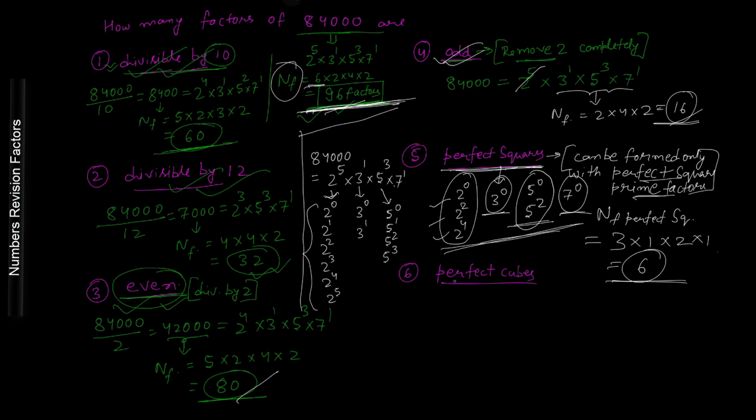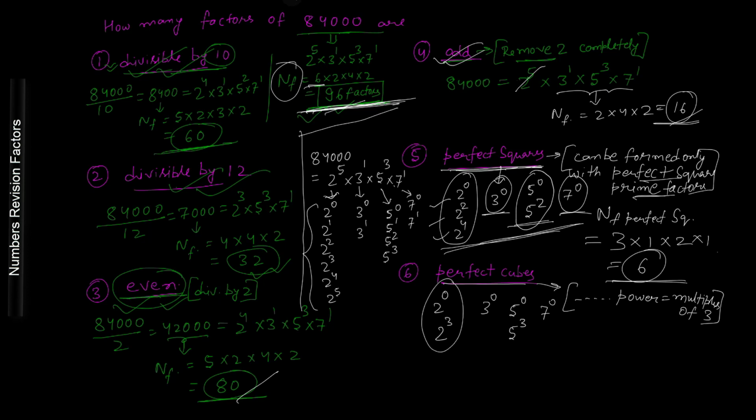Right? Similarly, for perfect cubes, they can be formed only with a power equal to a multiple of 3. So choose those powers of prime factors which are multiples of 3. The power should be a multiple of 3. So out of powers of 2, can you see that 2 raised to 0 and 2 raised to 3 are the only 2 possibilities. Out of the powers of 3, only 3 raised to 0 can be taken. Out of powers of 5, 5 raised to 0 and 5 raised to 3 can be taken. Out of the powers of 7, only 7 raised to 0 can be taken. This was 7 raised to 0 and 7 raised to 1.